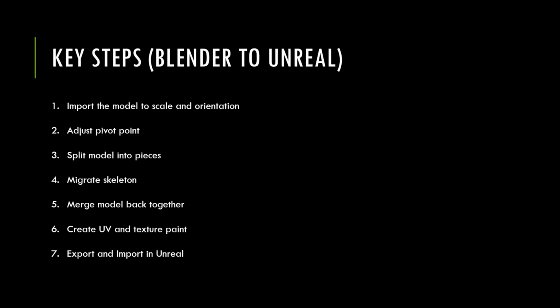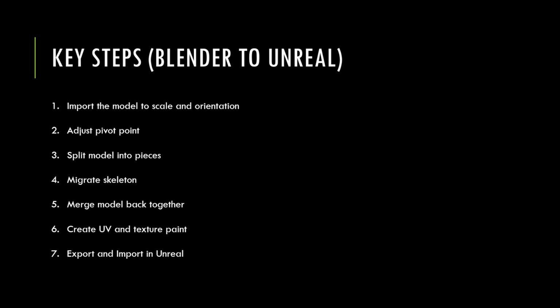In this video, we're going to go through 7 steps. It's likely going to be fairly long. We're going to first import that model at the appropriate scale and orientation in Blender. Then we're going to adjust the pivot point, using Blender to move the pivot point on the model. We'll then split the model into its subcomponents so that we can work with each of the pieces of the model independently. We'll migrate a skeleton from Unreal into Blender so that we can put our model and the skeleton together.